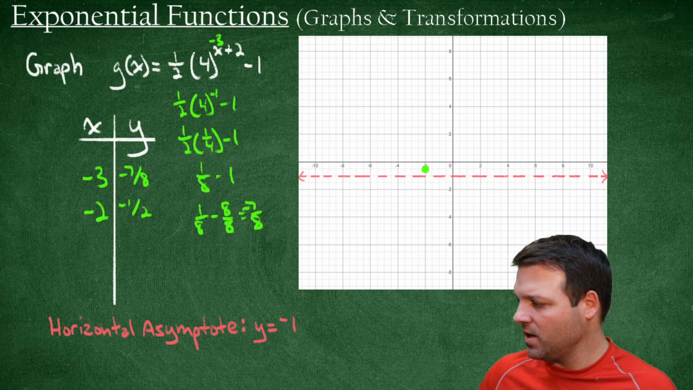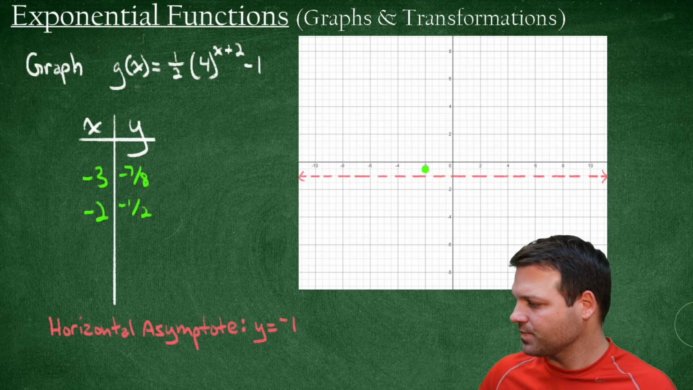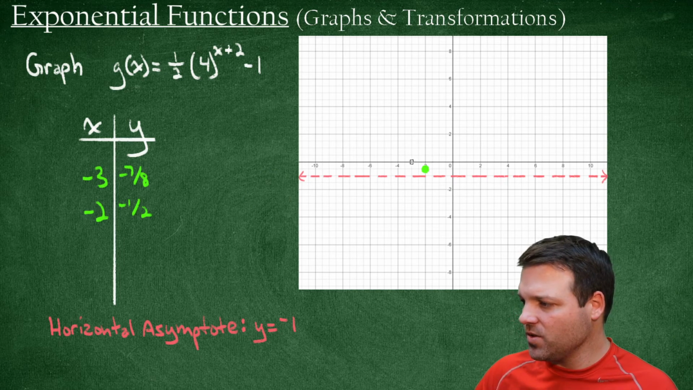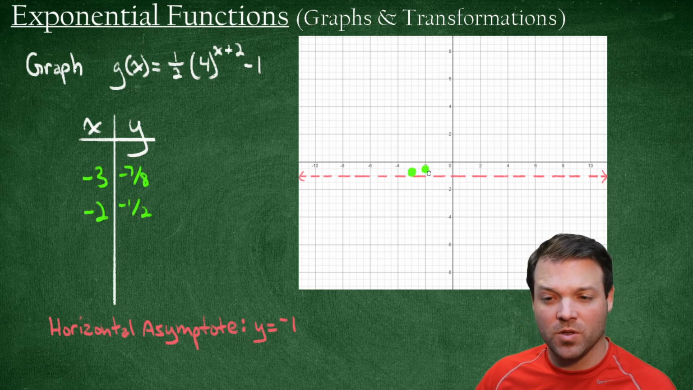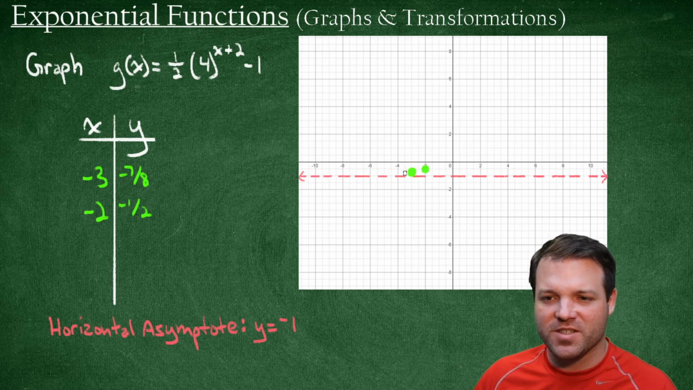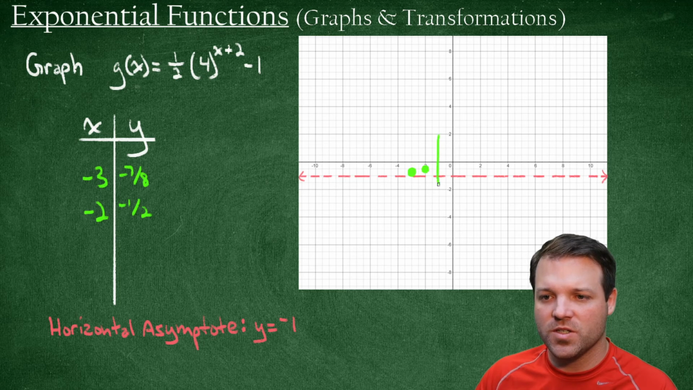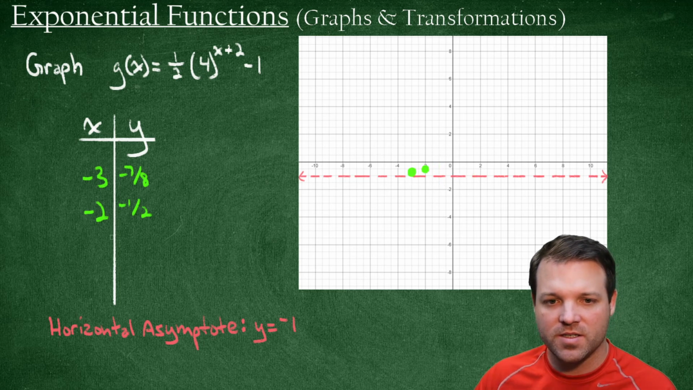Let me erase my work, and we'll plot this point. All right, so at -3, we're down to -7/8. I'm just estimating to get as close as possible. I'm not going to go further to the left because this is going to get closer and closer to this horizontal asymptote, and I can't be very accurate there. So let's move to the right. I'm going to move over to -1 here and see what we get.